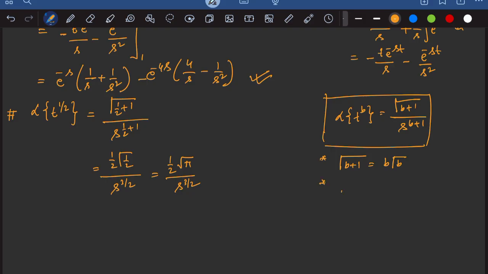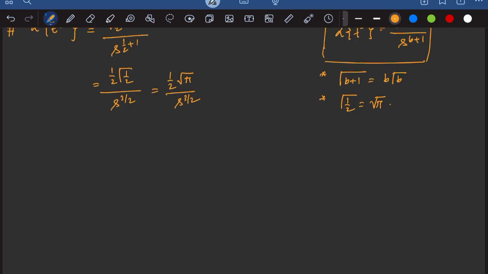Here we are using two results. Gamma half means root over pi. These are a few results we are using. Like this you have plenty of questions, and you can try these questions for Laplace transformation. Now we'll see the sufficient conditions. The next part is very important: sufficient conditions for Laplace transformation.